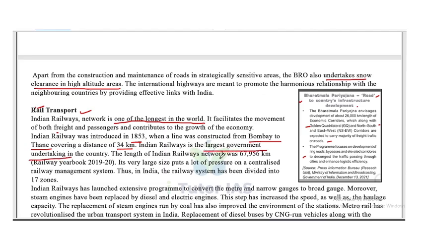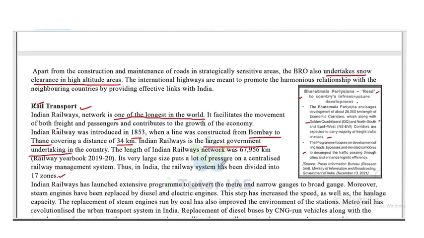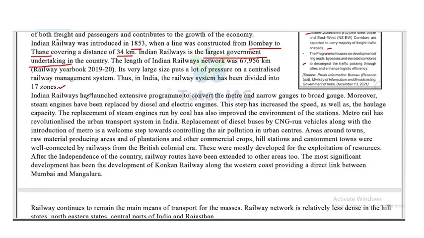The length of the Indian Railway network is 67,956 km. Its very large size puts a lot of pressure on the centralized railway management system. Thus, in India, the railway system has been divided into 17 zones. Indian Railway has launched an extensive program to convert the meter and narrow gauge to broad gauge.